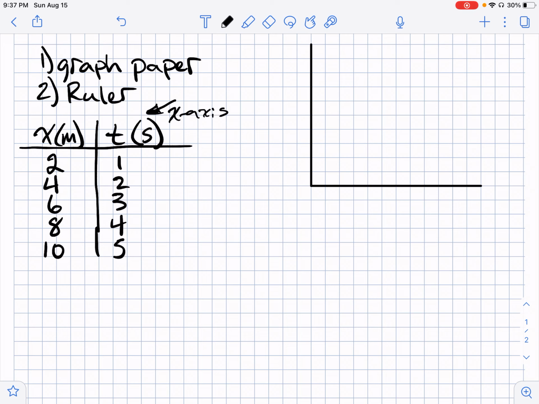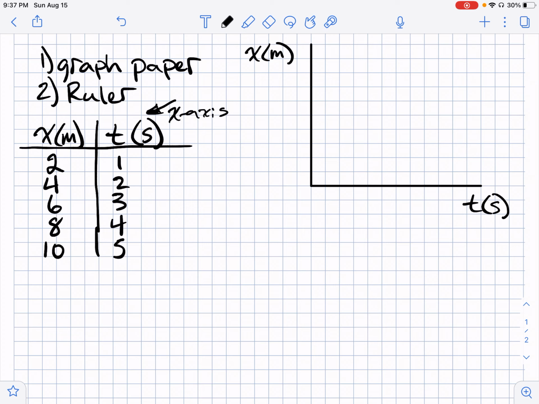So I'm going to label my X axis time, and then I'm going to include a unit in parentheses, seconds. You always want to label it with the unit and the variable. And up here we have position, and that's measured in meters. It's important to include that unit of measurement. And then once we do that, we're going to come up with a scale.